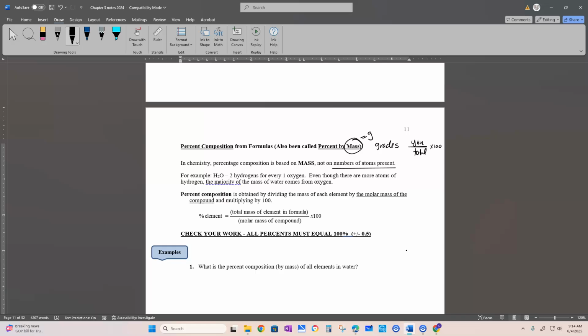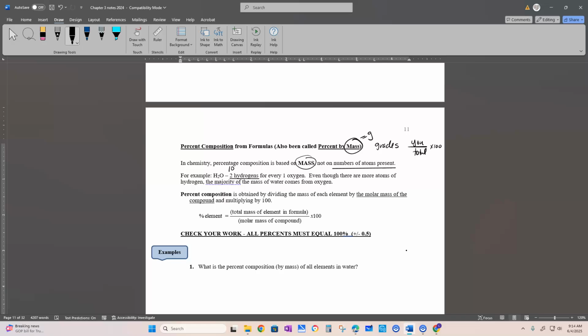Now you think that because it has 2 times as many hydrogens as oxygen, the majority of the mass is coming from those hydrogens, and it's not. That's why I'm trying to get to this point. Percent composition is based off the mass, not how many atoms you see. I could have 10 atoms of hydrogen, but the majority of the mass is still coming from oxygen, and I'm going to prove that point with this first example. So how do we calculate percent composition?